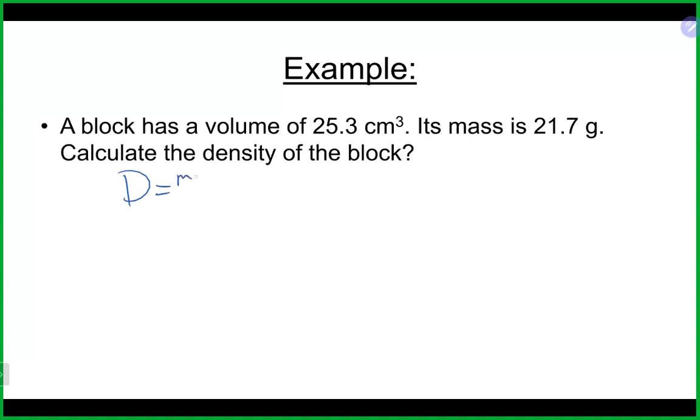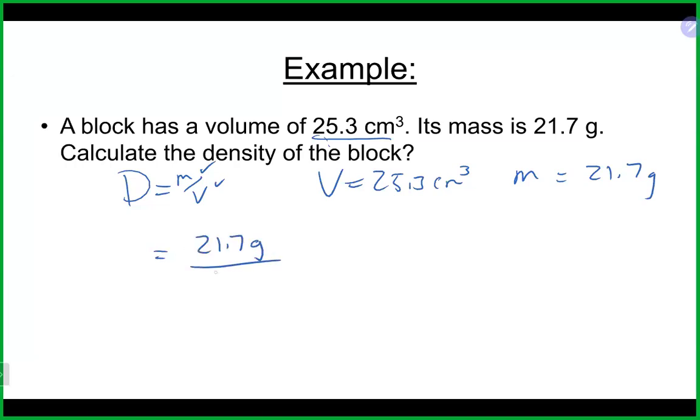Which is our mass divided by our volume. And obviously, again, this is a volume, 25.3 cubic centimeters. We have a mass that's 21.7 grams. So clear, you could check both of those off, and all we have to do really is just plug it into here. And that's going to give us 21.7 grams divided by 25.3 cubic centimeters.